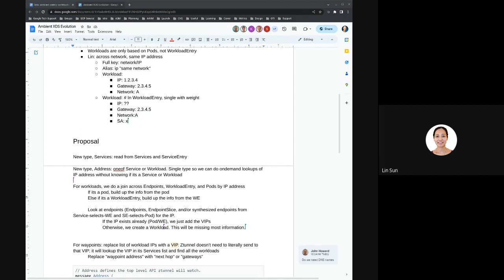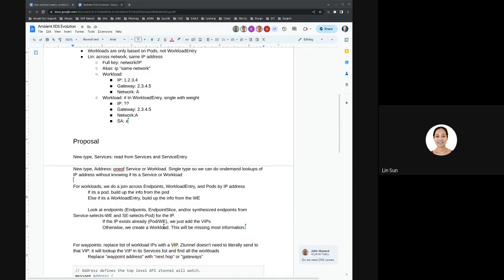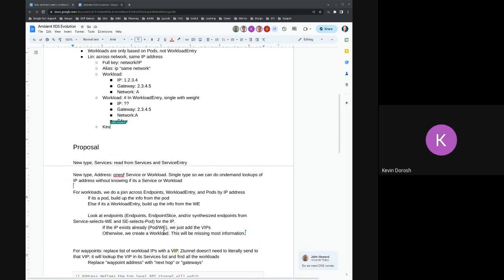I think Kevin had some interesting comment using UUID and network in the chat. The UUID of what exactly? Is it the pod, Kevin? Why don't you speak up? Yeah, I was thinking the pod itself or the workload entry, the service entry. Every resource that gets written to etcd has a UID, so that is surely globally unique. It might be overkill.